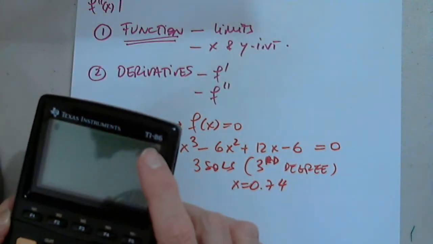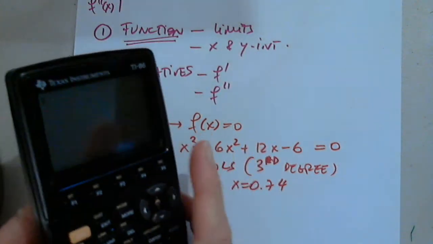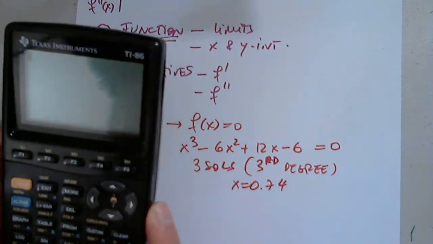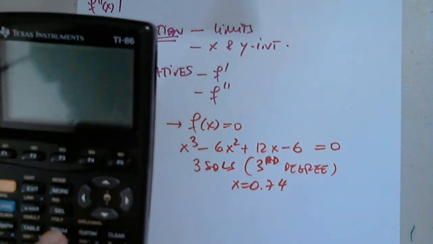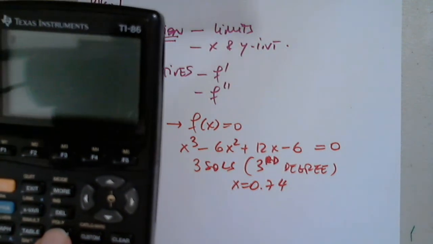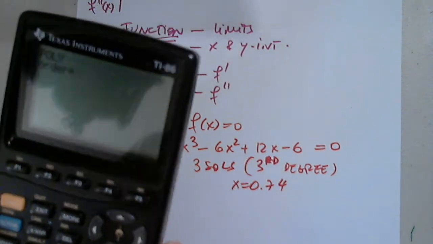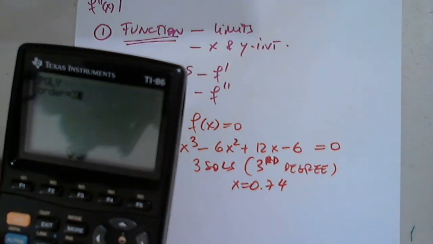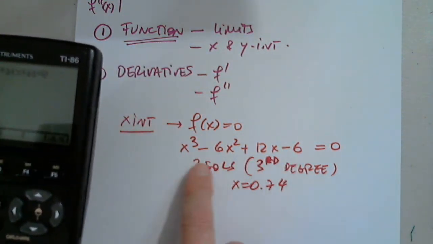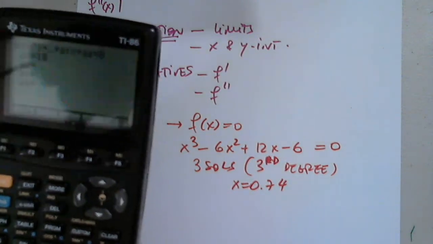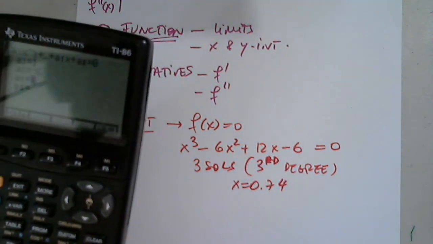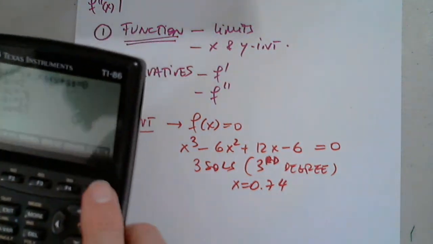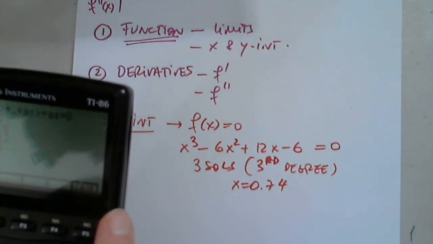So this is a TI-86. It's a very old calculator, probably 15 years old or more. And it has a feature called polynomial. With second and polynomial, you just put in the order, which by order they mean the degree. And it's asking you for the coefficients in decreasing order, of course: 1, negative 6, 12, and negative 6. And you just click on solve.